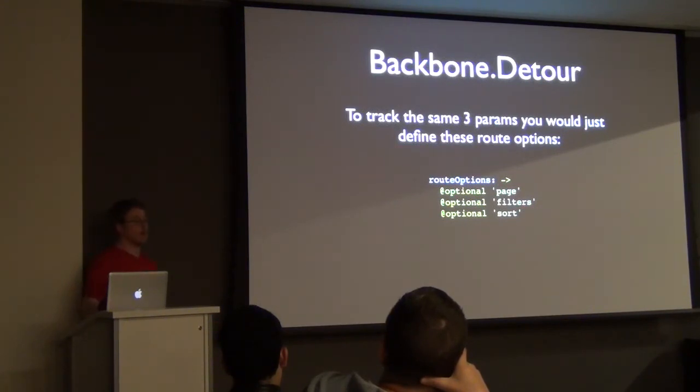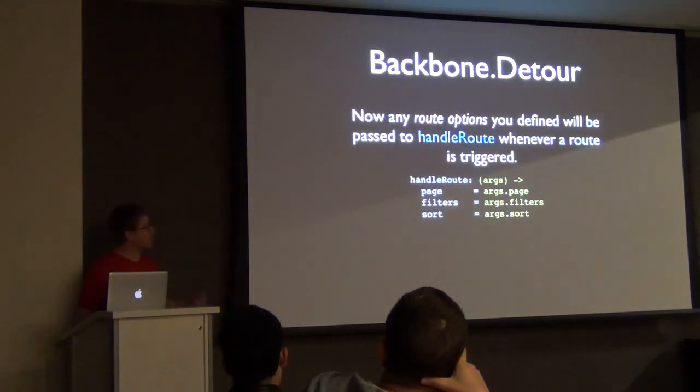And then when a route is triggered, it calls handleRoute with an object. And that object has keys that represent the parameters that you're expecting.